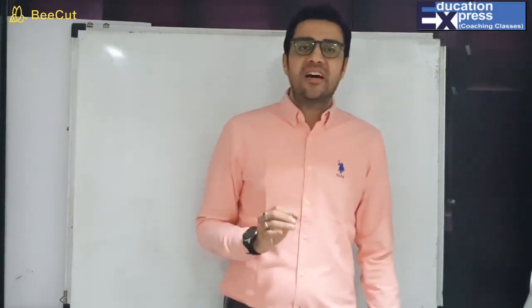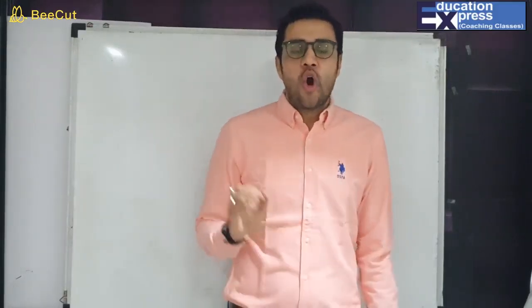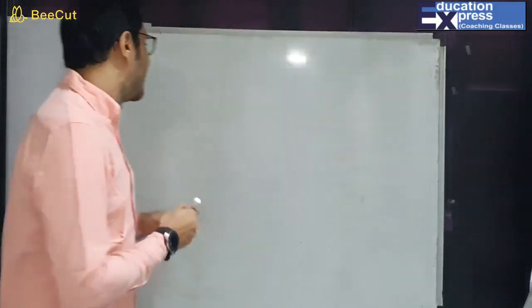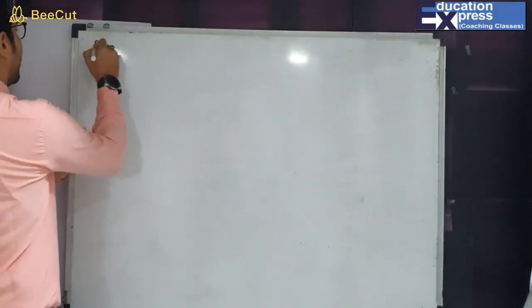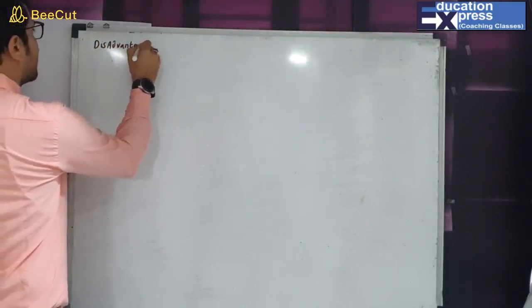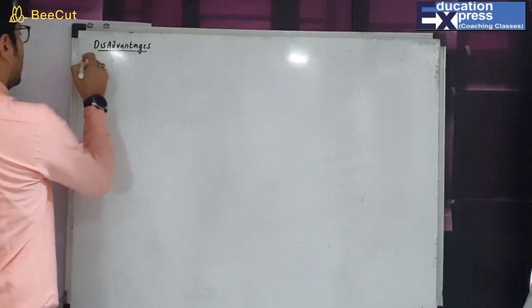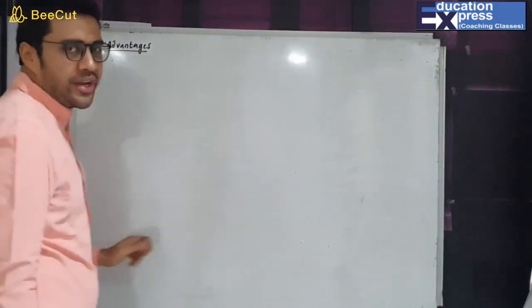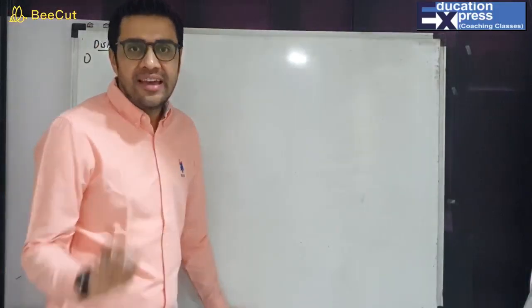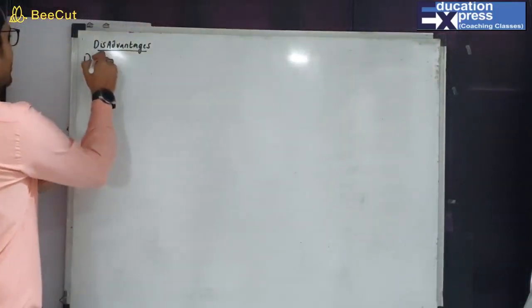Now the next question, 5 marker answer, very very important. What are the disadvantages or limitations of this barter system? Let's see the disadvantages or limitations of barter system. 5 marker answer, 5 points. First point, that is lack of double coincidence of wants.